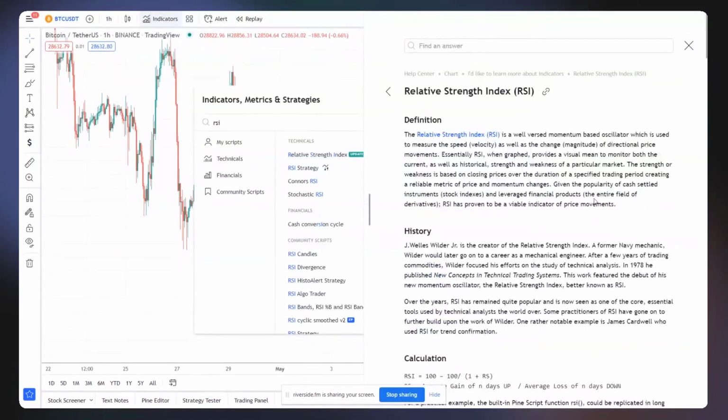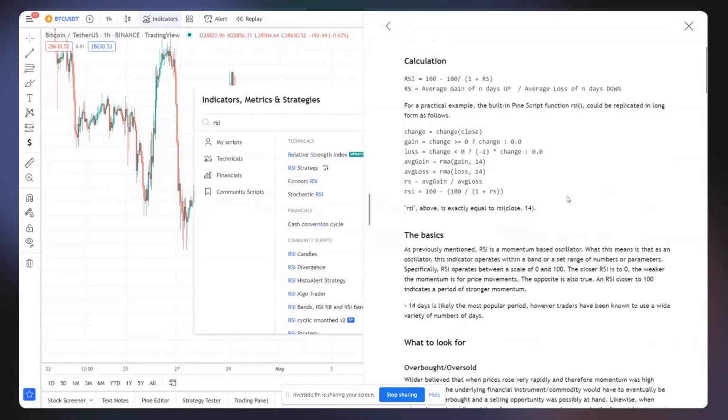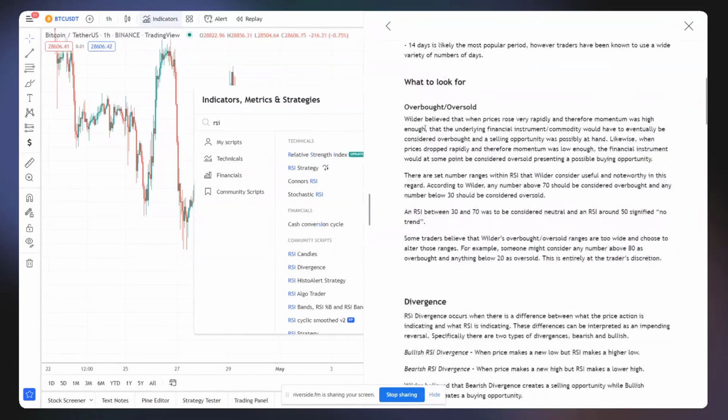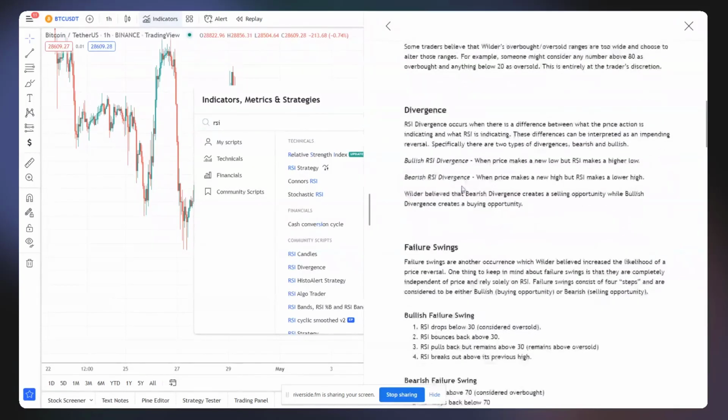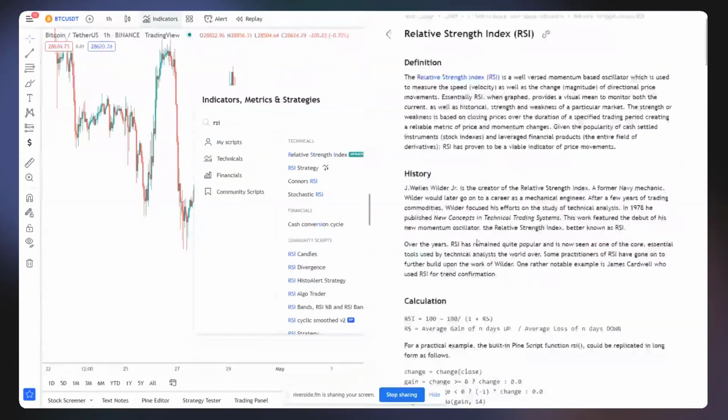So we're going to be concentrating on the definition. The history and the calculation don't bother us because the RSI does the calculation for us. So why would we ever need to know it? And then we'll just be going over what to look for, overbought and oversold. Divergence is something that we are going to be going over in a different episode. But the easiest one to learn is this overbought, oversold.